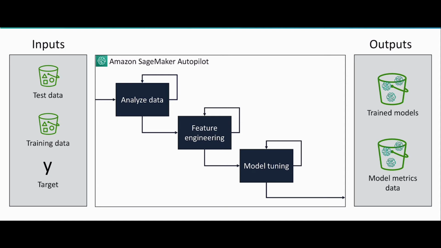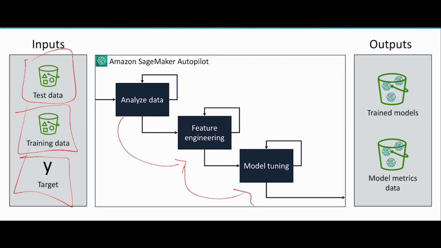A newer feature of SageMaker that comes with SageMaker Studio is this concept of Autopilot. Let's dig into it a little bit. How does it work? Well, the core idea is that you have some test data, some training data, and a target. What you want to do is use SageMaker Autopilot to automatically determine how to analyze the data, how to perform feature engineering on the data, and then how to do model tuning. Your outputs are going to be a trained model and also the model metrics data.